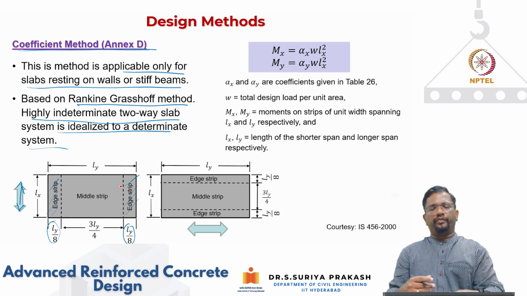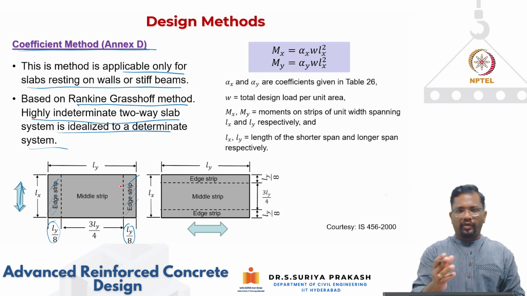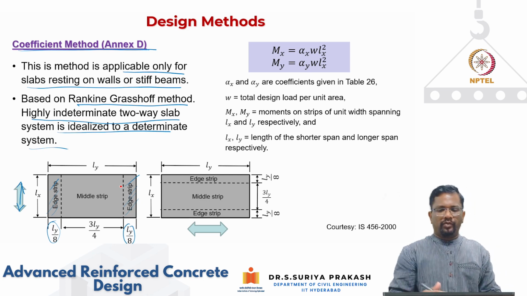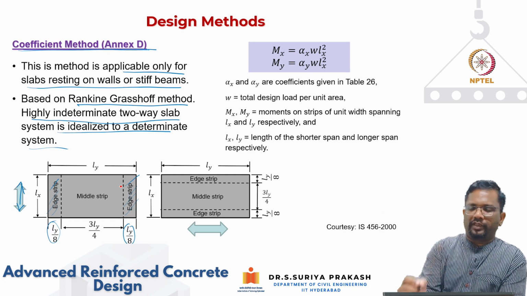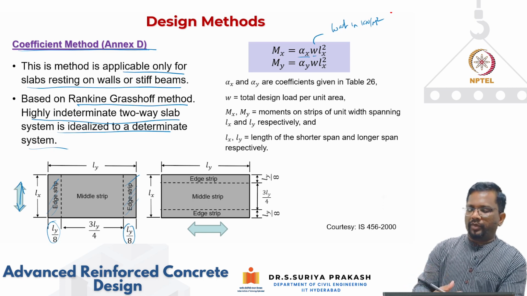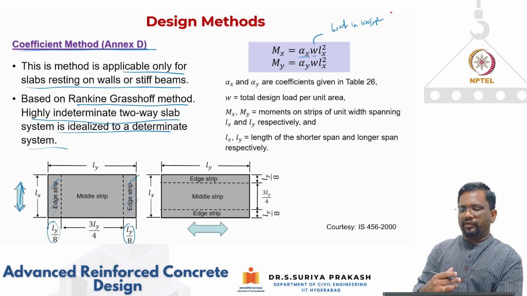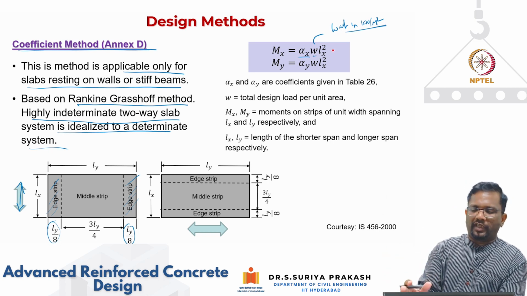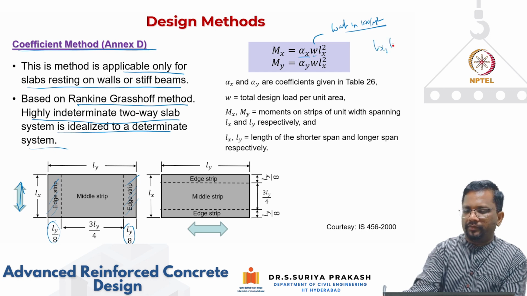Then the moment coefficients will be given for the positive moments and negative moments on these strips. The moment is expressed as alpha x times W, where W is your load, usually in kilonewton per meter square, from your loading requirement. IS 875 part 1 and part 2 will give you an idea of what kind of loads we need to consider in our analysis. The load is given to you, and spans are usually fixed based on the architectural requirements, so Lx and Ly will be given to you.